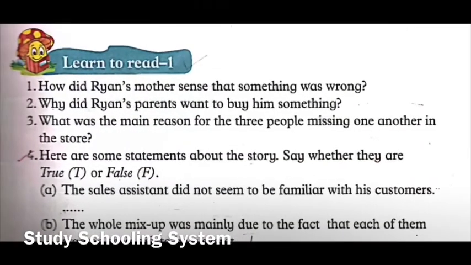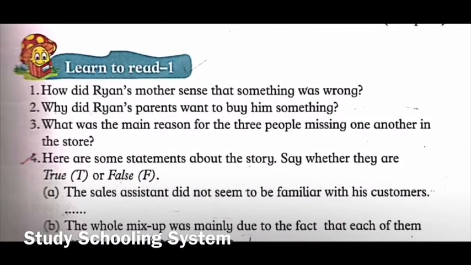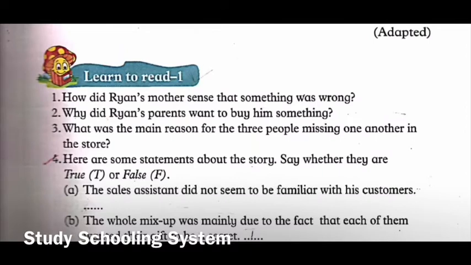Now question number 3. What was the main reason for the 3 people missing one another in the store? Do you remember where the store was, students? Yes, on a corner. It had 2 doors, one on Main Street and one on Bank Street. So they kept using one door for entering and one door for exiting. So they kept missing each other.